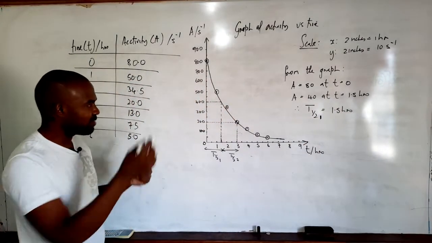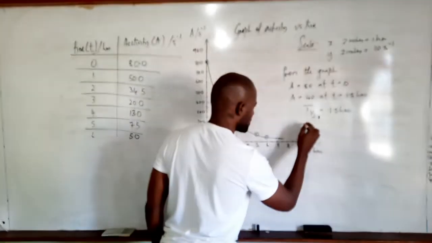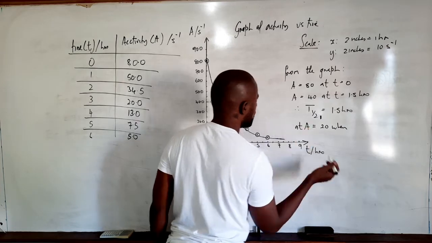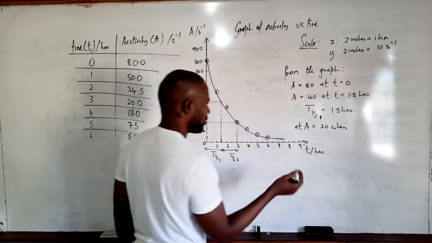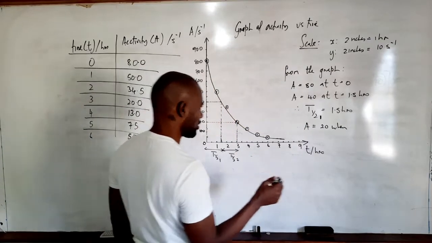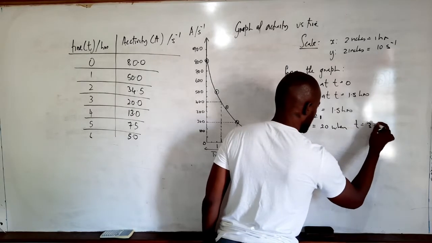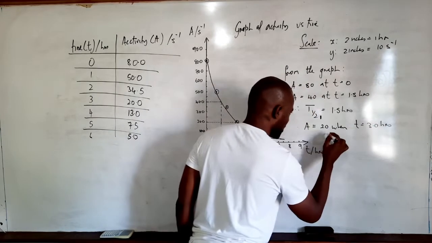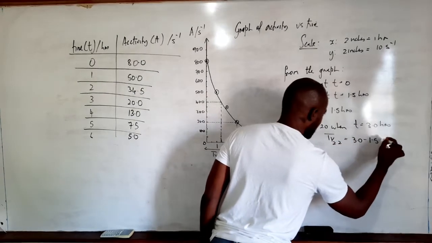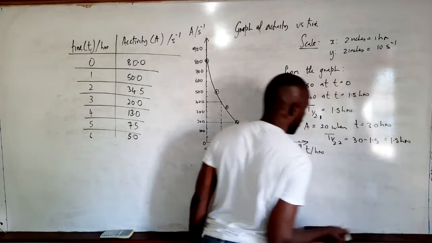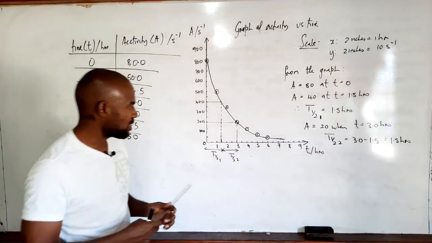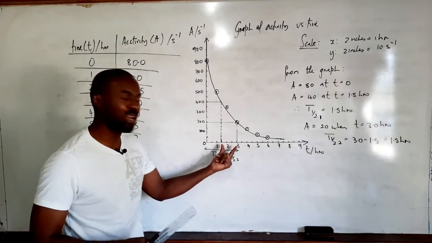And then now, to say that again from the graph, at A equals 20, when t is equal to 3.0 hours. Therefore, the second approximation, t half 2, will be equal to 3.0 minus 1.5 equals 1.5 hours. So we must remember that the second half-life is going to be the interval between these 2 points where the broken lines meet, right?